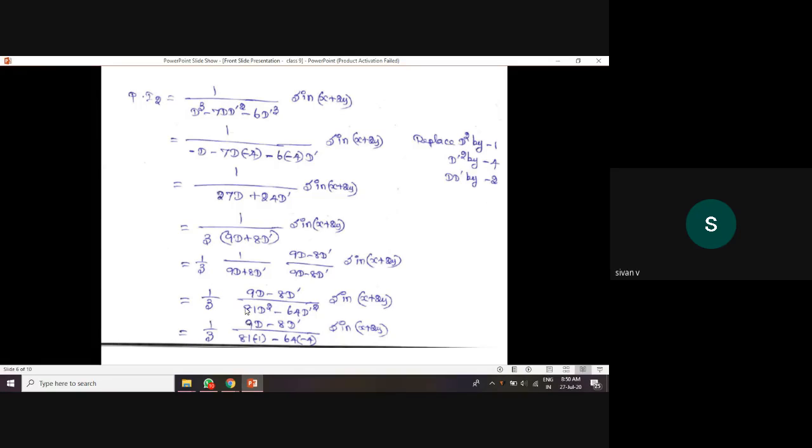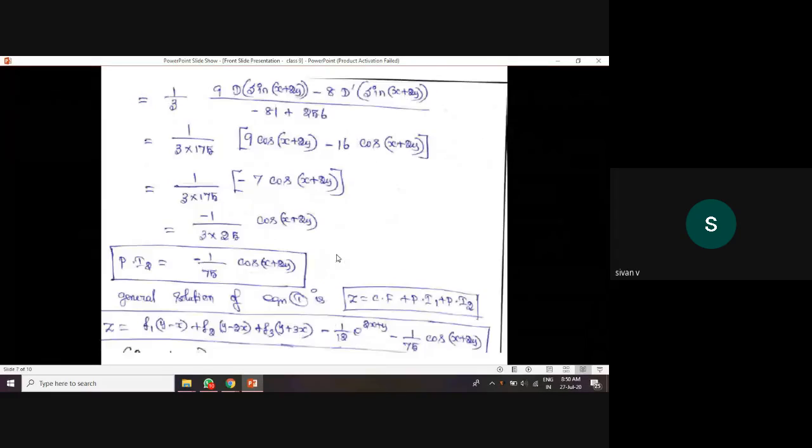It is equal to a square minus b square. Already I told you, for a trigonometrical right-hand side, you have to substitute only for the square term. Therefore it will become 81 D square minus 64 D dash square. Now D square equals minus 1 and D dash square equals minus 4. 81 into minus 1 minus 64 into minus 4. The sine of x plus 2y stays as it is, no change at all. Next step: the denominator is minus 81 plus 256. The numerator has two terms, that is D of sine of x plus 2y.